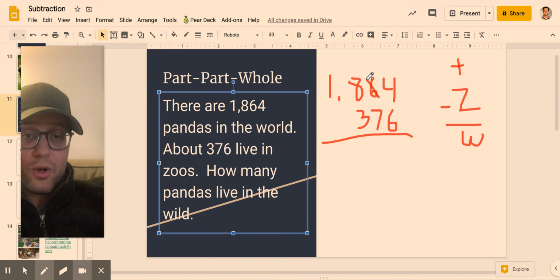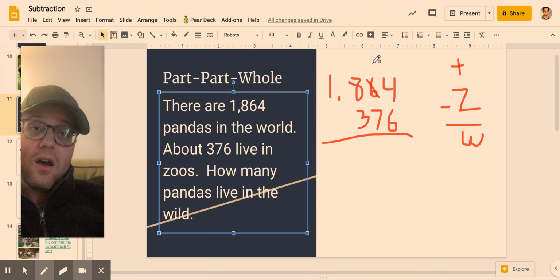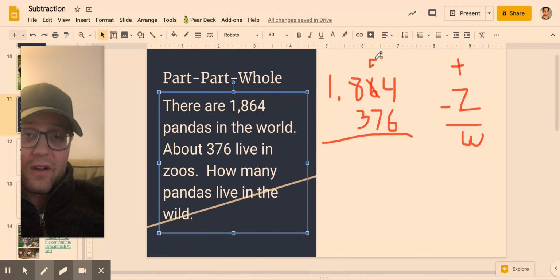Let's regroup here. Take a 10 away. So instead of having 6 tens, we'll have 5 tens, and we're adding 10 over here. So this 4 is now 14. 14 minus 6 is 8. 5 tens minus 7 tens.